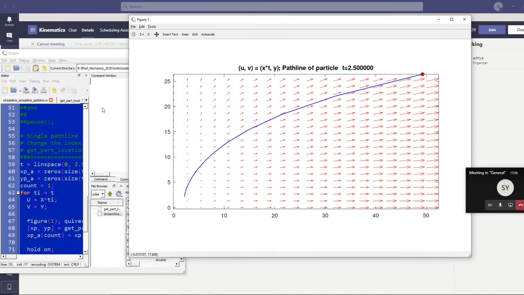So far, is it clear what has happened? We've just plotted the trajectory and we have reasoned out why the trajectory looks like what it does. Okay, any doubt in this?